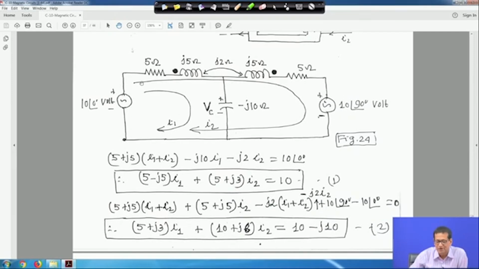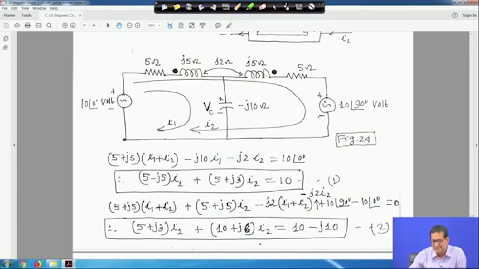Similarly, for the second equation, this is the second loop. In this case both coils, current I 1 plus I 2 is flowing through this and I 2 is flowing through this. So look how things are. It will be 5 plus J 5 into I 1 plus I 2. Then if you come here, it will be 5 plus J 5 into I 2. The mutual voltage will come later.